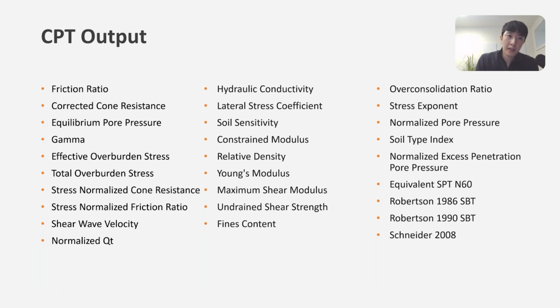And what can we get out of the CPT inputs? So these are all of our CPT outputs. There are a lot of parameters that users can extract from the CPT analysis. The common ones are the friction ratio, normalized QT, Young's modulus, relative density, fines content, and all of the soil classification that is obtained from Settle3 using the CPT analysis.